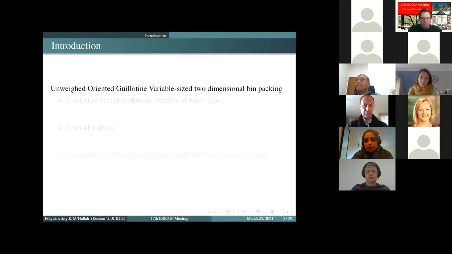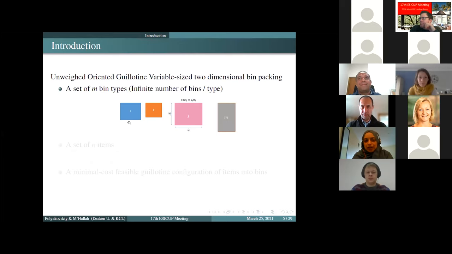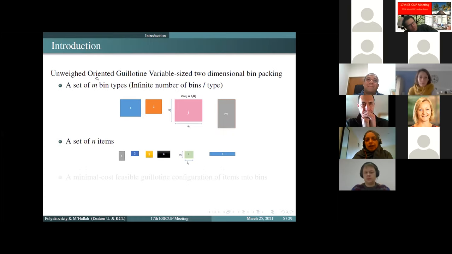The problem I'll be talking about today is the unweighted oriented guillotine variable size two-dimensional bin packing. A lot of wording there, so let's understand what's happening. We are going to consider that we have a set of M different types of bins. Each one of them is characterized by its length and its width, and the cost of this bin is proportional, or is at least, its area. So that will give me the variable sized two-dimensional. It also gives me the unweighted, since the cost is simply the area.